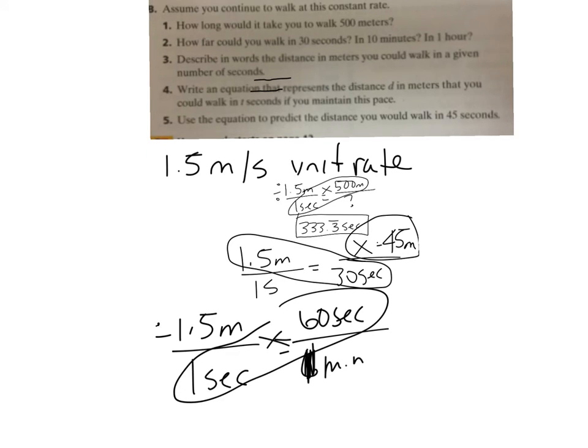So, you would set this up and you would cross multiply and divide, and you would end up getting 40 meters per minute. Now that you know it's 40 meters per minute, you're going to multiply that by 10 minutes, ending up with 400. Okay? So that's basically how that's done for number 1 and 2.